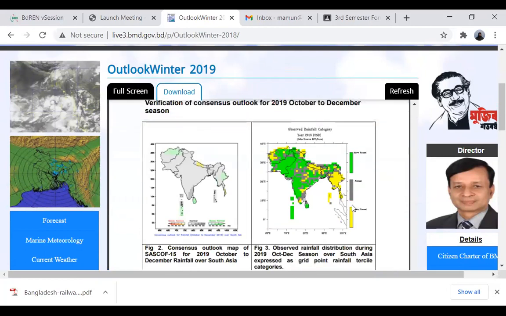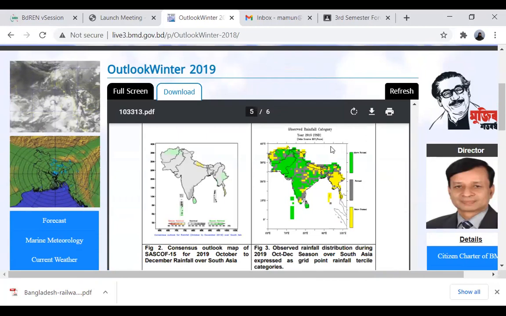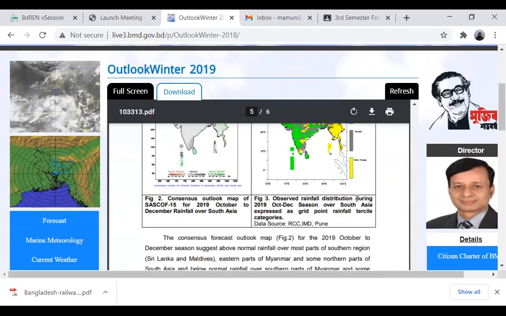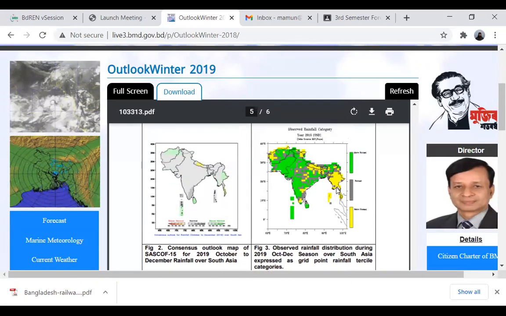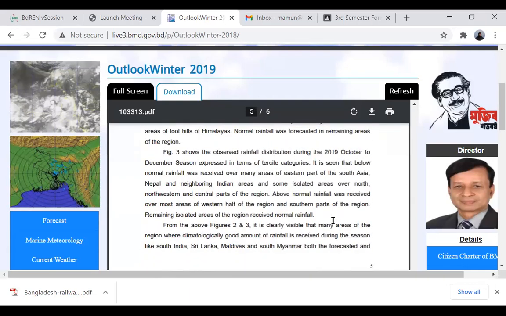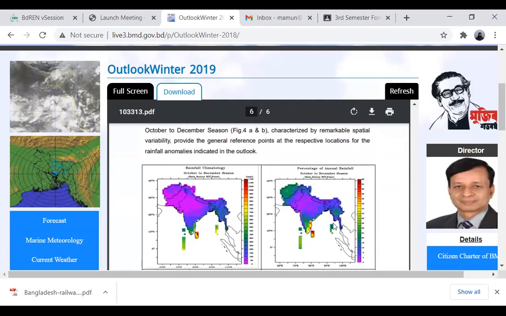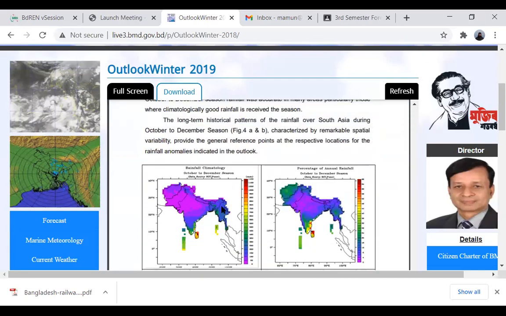For example, this is the observed rainfall category, year 2019. Okay, what you can find in here, you will also get some information. So if you see these limitations, you can also find out where Bangladesh is. Bangladesh is like this, very small. Okay, but you can see the information all over the areas. So you might ask me why I am interested in the other areas.